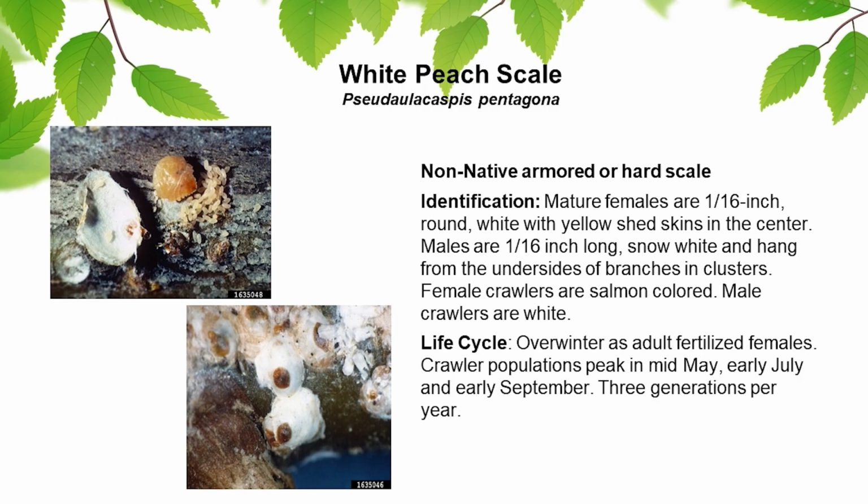White peach scale overwinters as adult fertilized females. Crawler populations peak in mid-May, early July, and early September. There are 3 generations per year.